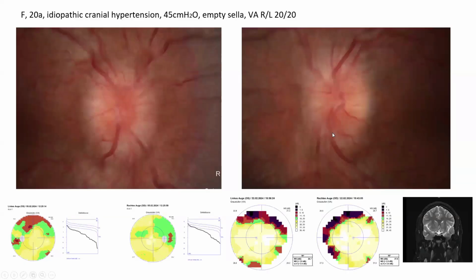This is a young woman we saw 6 weeks ago with idiopathic intracranial hypertension, 45 centimeters of water was the opening pressure of the cerebrospinal fluid. Vision was full, the 90-degree visual field was fine, and in the 30-degree visual field with the Octopus, you realize the enlargement of the blind spot, a typical finding for papilledema, where the visual field is still good in the beginning and the visual acuity is normal. You see a flattening of the hypothesis.